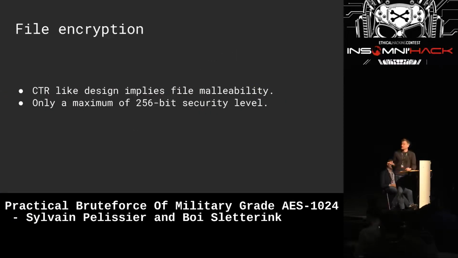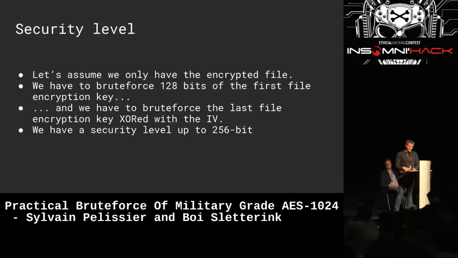So from this, first, it's a CTR design. Even if we have 2 iterations, it's a CTR design. So if you XOR something to the encrypted file, when you decrypt it, you will have exactly the same modification without any notice. So it's a problem. And also, since there are 2 iterations, you have at most 256 bits of security level, because you will have to brute force the key and the second key, which is XORed with the IV. So yeah, it's 256 bits of security at most.